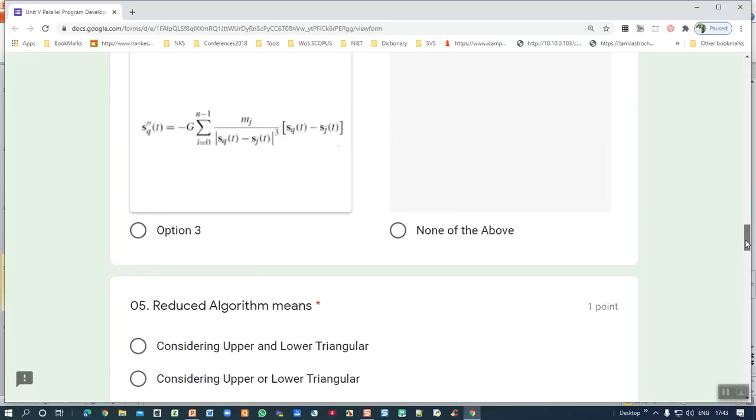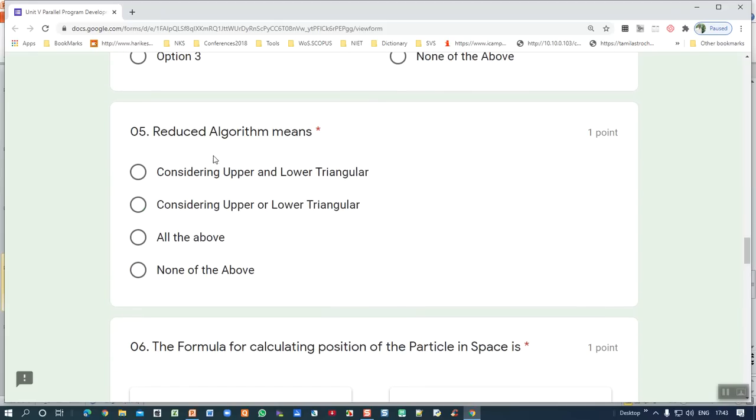Then after that, fifth question, reduced algorithm means. Why is it called reduced algorithm? Because I told you force Q in a column, and force K, column or row, we can decide. So one of the forces we can take. That's the reason why considering upper and lower triangular data is not needed. Considering upper or lower triangle is correct.